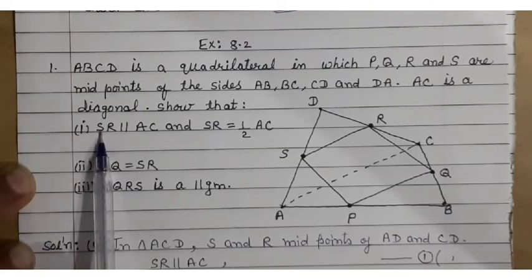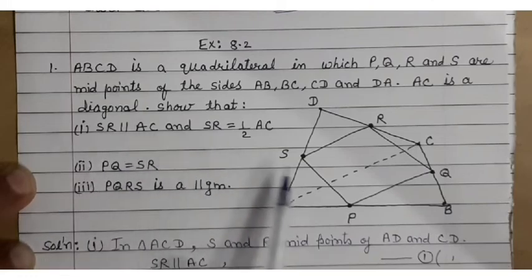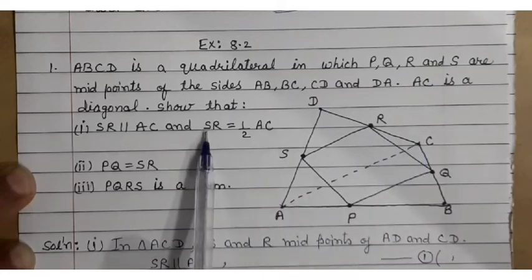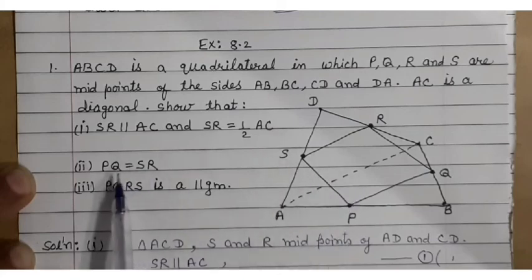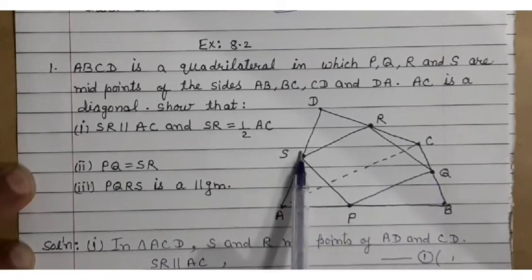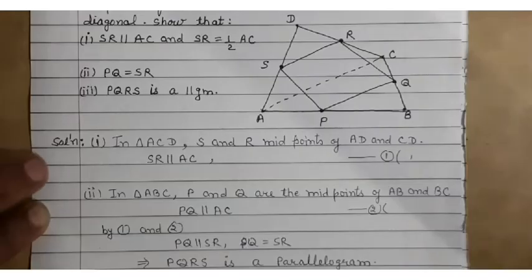Then what you have to show? First of all, you have to show SR is parallel to AC, and SR is half of AC. Second, PQ is equal to SR. This you have to show. Then PQRS is a parallelogram. PQRS will be a parallelogram.